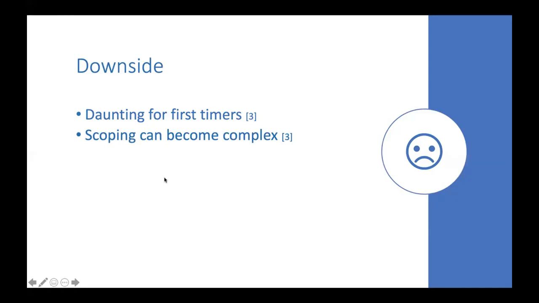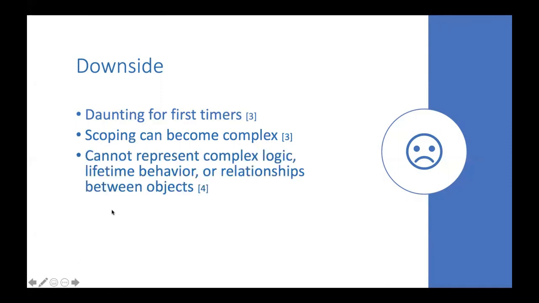And then because it is so simple and so easy to diagram out a bunch of different use cases, scoping can become pretty complex, because there's this tendency to say, well, it's simple to put it down, so let's just put everything in the document. And then you get these overly heavy diagrams that aren't actually useful for portraying what you intended to in the beginning. They also can't represent any complex logic, lifetime behavior, or relationships between objects.